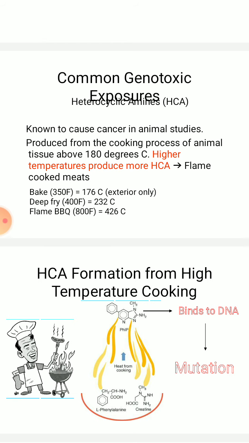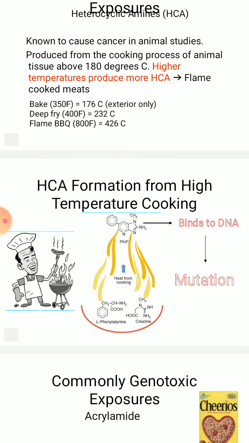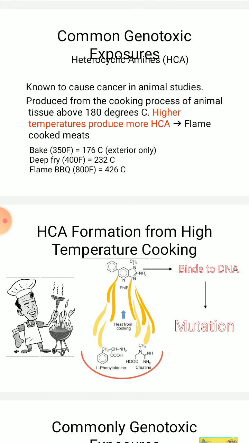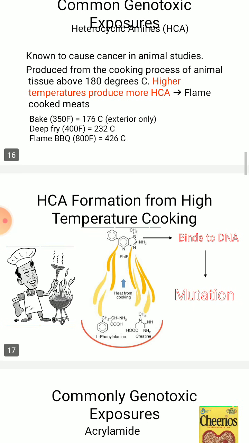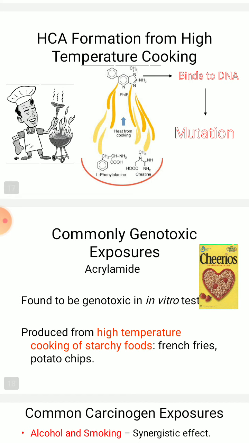Common genotoxic exposures known to cause cancer in animal studies: heterocyclic amines, produced from the cooking process of animal tissue above 180 degrees Celsius. Higher temperature produces more HCA, that is heterocyclic amines. Flame cooked meat: baked at 354 degrees Fahrenheit, 160 degrees centigrade, exterior only. Deep fry at 400 degrees Fahrenheit, 232 degrees centigrade. Flame barbecue at 800 degrees Fahrenheit, 426 degrees centigrade. HCA formation from high temperature cooking, mutation is induced.